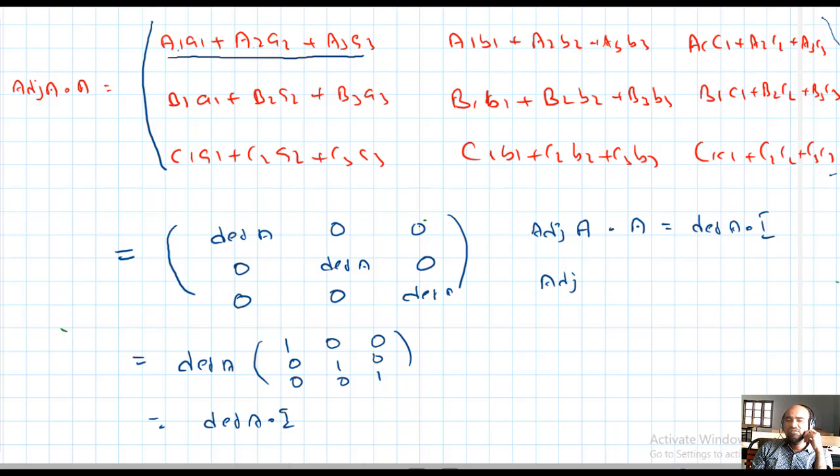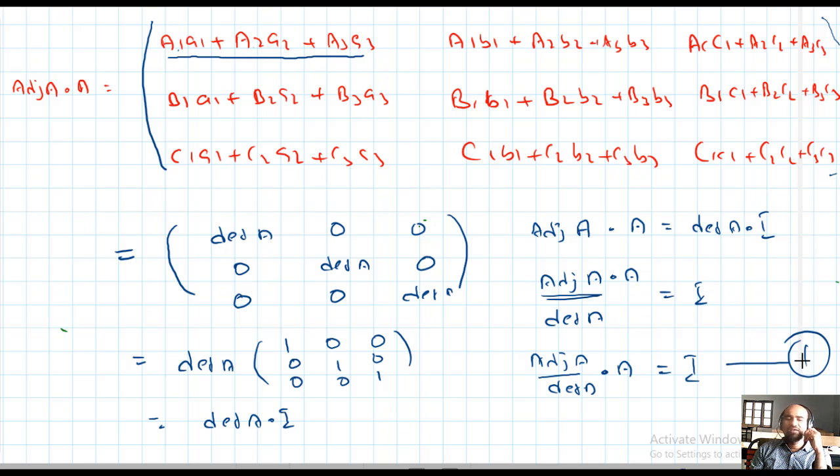Adjoint A into A by this. I will write here. What is the problem? Determinant just equal to I. What I got, I will write: adjoint A by det A into A equal to I. This is result number 1.